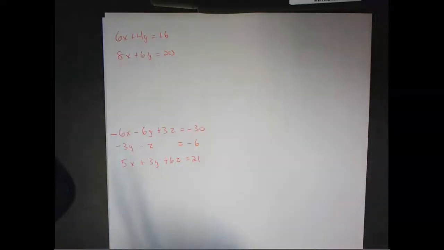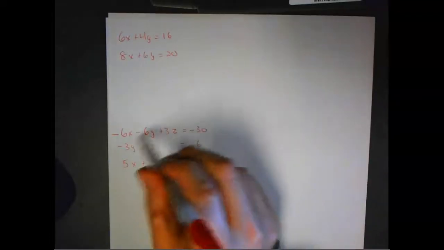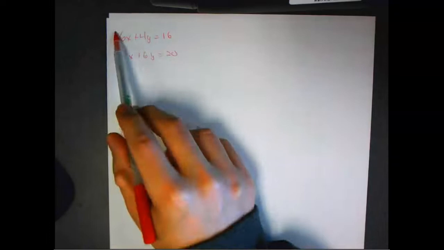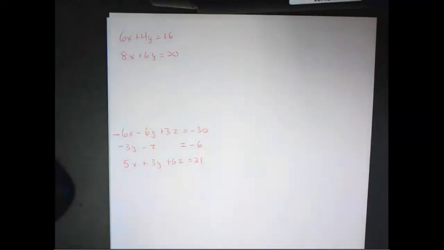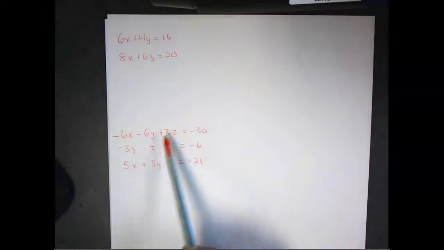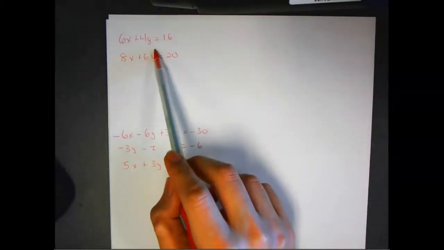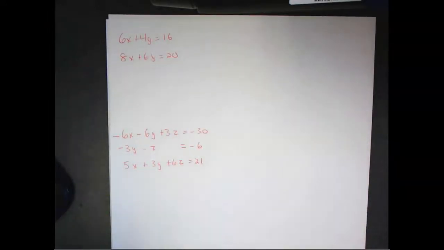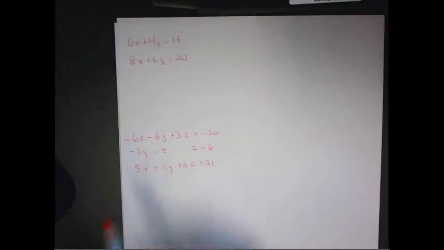Our goal with it is to take a 3x3 and turn it into a 2x2. And I have to say, well, why would I want to do that? Well, that's a good question. We know how to solve a 2x2 though. So if I could turn this thing into this, well then I just use elimination and substitution like I've been doing. Now the question is, how do I do that? That's the tough part.